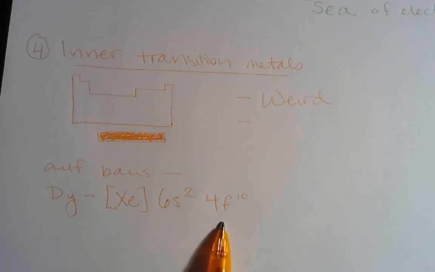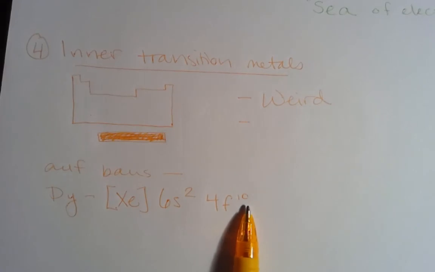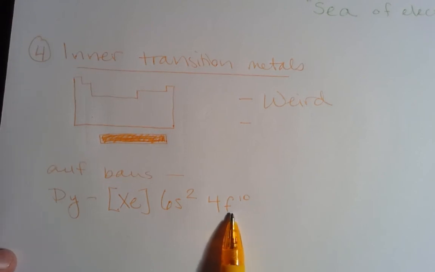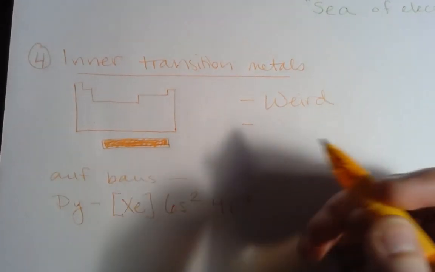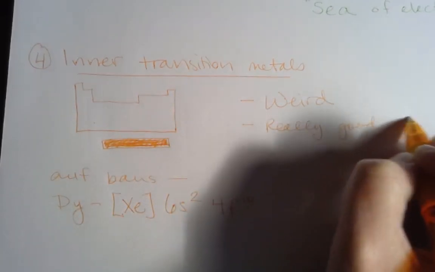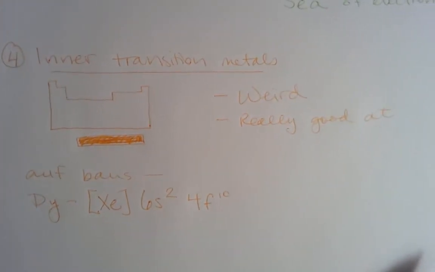Your F orbitals have 7 suborbitals that are all super similar in energy level. These 10 in the F and these 2 in the S are all pretty close in energy levels. They're also very good at sharing, kind of like the transition metals, but they've just got weird shapes going on. I imagine they're also really good at conducting heat and electricity. They're probably amazing at conducting heat and electricity.